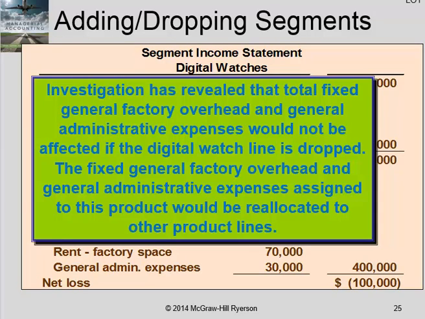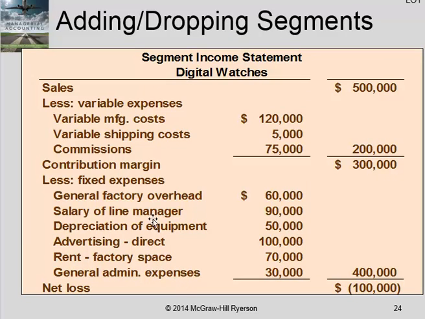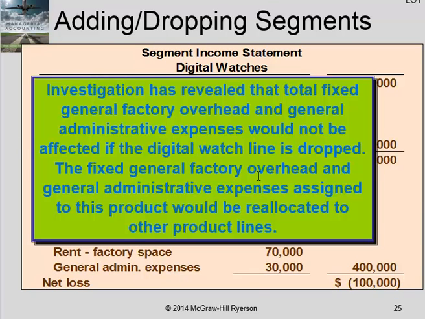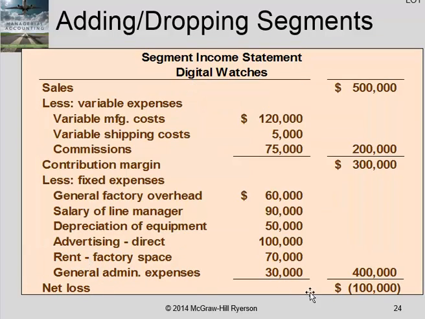Investigation has revealed the total fixed general factory overhead and general administrative expenses would not be affected if the digital line is dropped. So what does that mean? General factory overhead, that $60,000 is not going away, right? And what was the other one? General administrative expenses. This one here, that $30,000. So almost $90,000 of this cost is not going to disappear if we get rid of this segment. So right away, although we're losing $100,000, $90,000 of that's not going away.